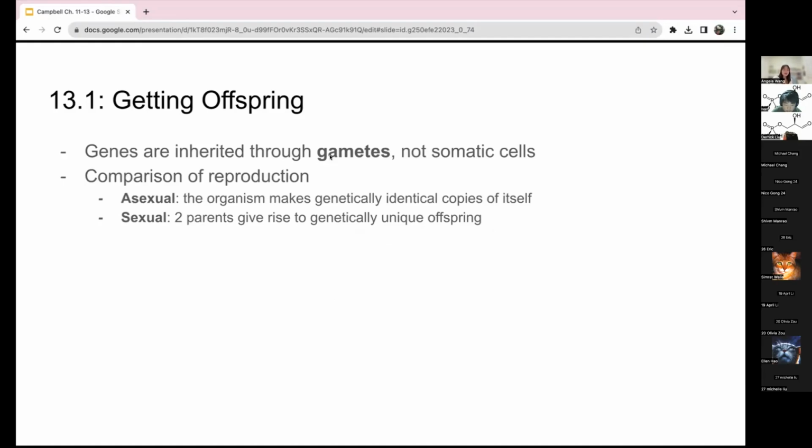So there are two types of reproduction. In asexual reproduction, the organism makes genetically identical copies of itself. This is seen in bacteria, where the bacteria just undergoes binary fission and becomes two organisms that are genetically identical to the one parent organism. Meanwhile, in sexual reproduction, the gametes of two parents are always combined to create genetically unique offspring.